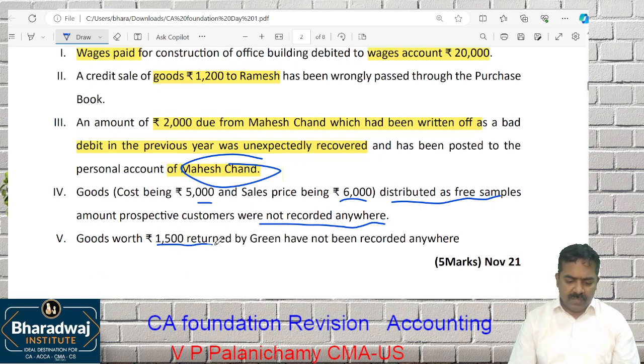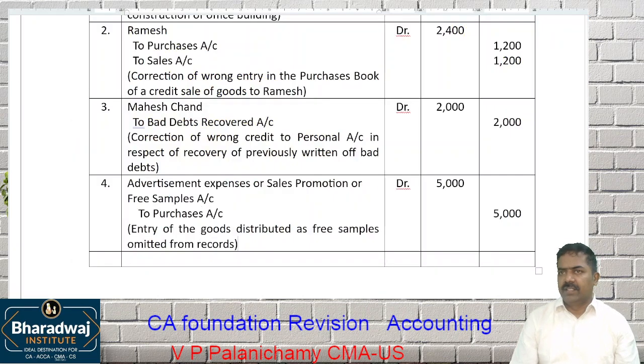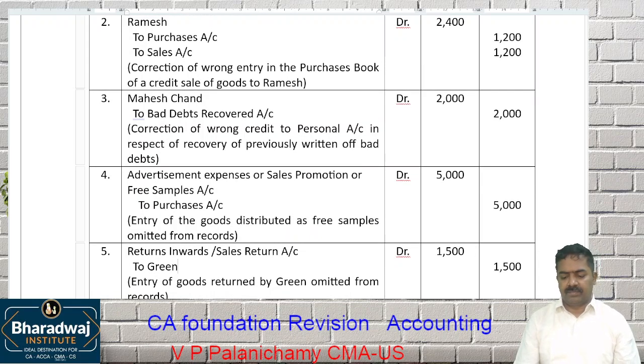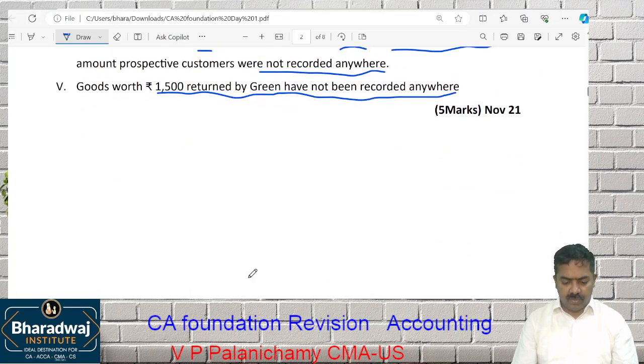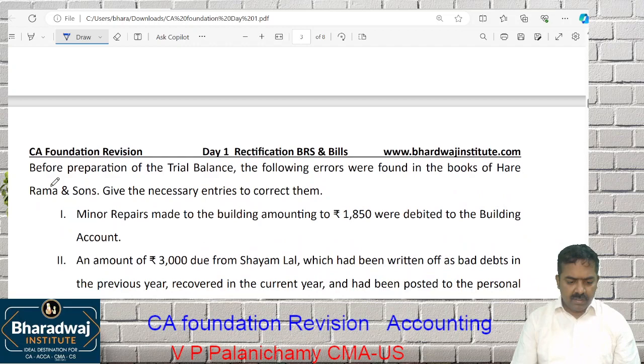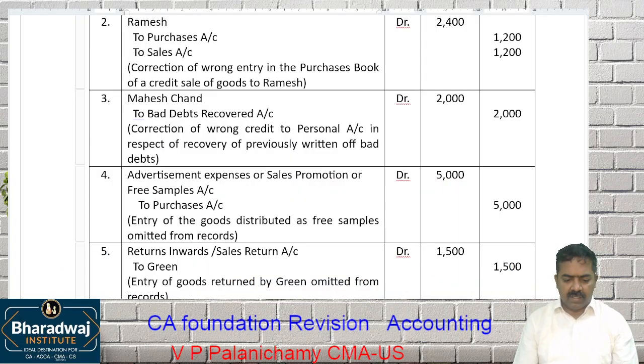Goods worth 1,500 returned by Green has not been recorded anywhere. Is it sales returns or purchase returns? What entry will you pass? Sales returns account debit to Green account. Next also before the preparation of trial balance.